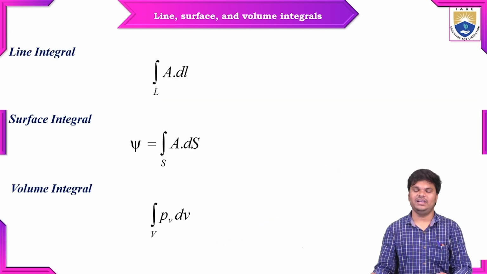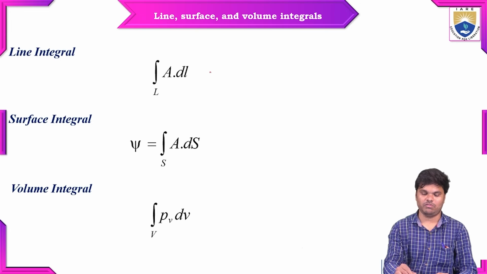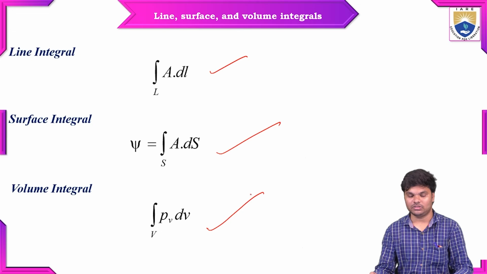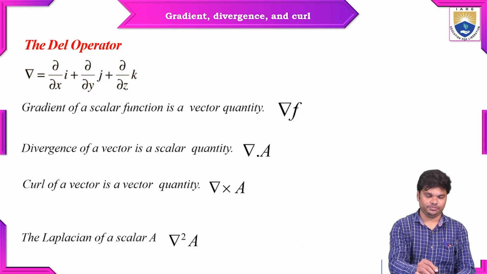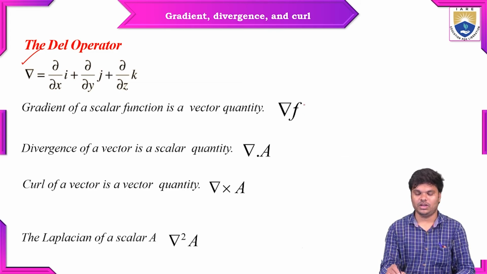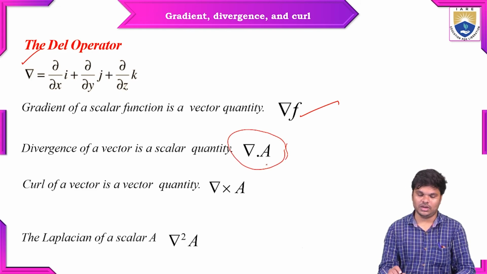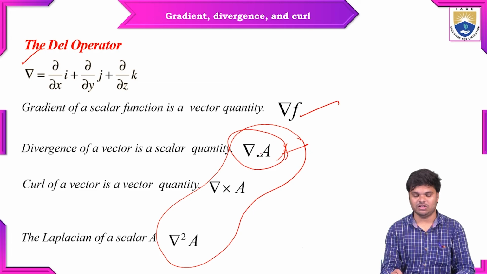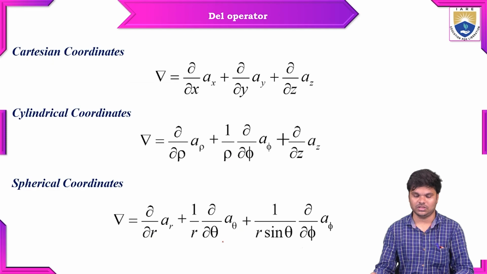Next comes line, surface, and volume integrals. This is how we perform a line integral. This is how we perform a surface integral, and this is how we should perform a volume integral. And there is one mathematical operator called del operator, and we can use this operator on a scalar quantity to get a vector function, and it can also be performed on a vector quantity in these three ways. Means del dot A, divergence of that vector, del cross A, curl of that vector, del square A, Laplacian.